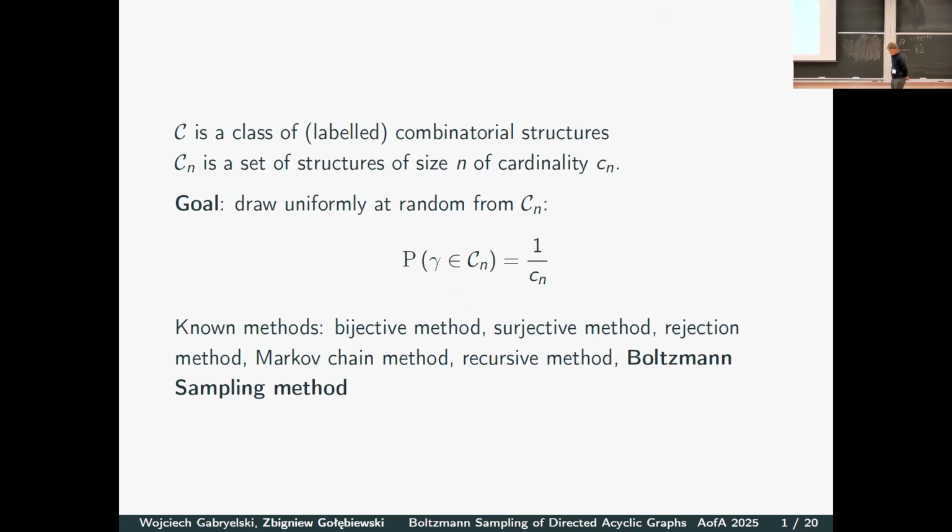And there are many known methods to do this. Among them are the bijective method, when you find a bijection with some simple structure, draw the simple one, and then use the bijection to go to the one that you need. Or the surjective method, when you find a bigger set with a many-to-one relation to the structures that you need, and then draw from the bigger set. Or rejection methods, when you also draw from a bigger set and then reject the samples that do not meet the conditions that you need for your structure.